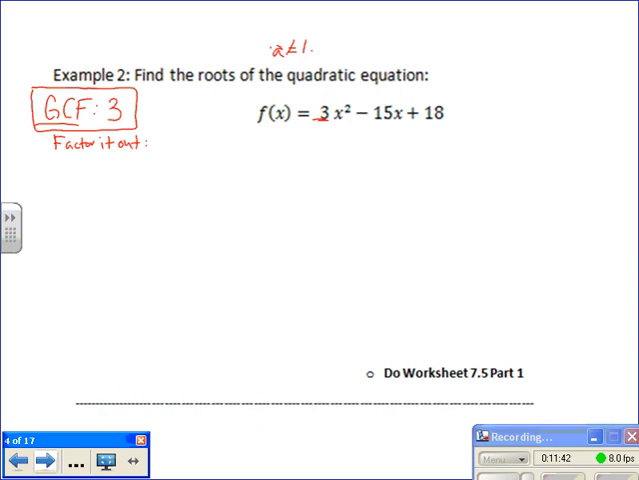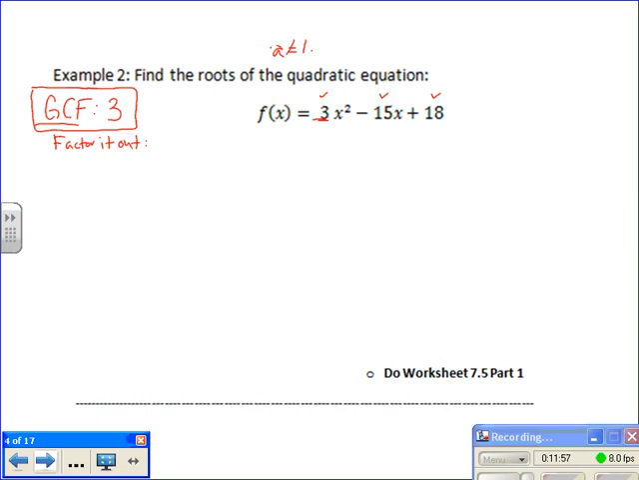And if you were wanting to check quickly in your head, you're simply asking yourself, does 3 go into 3? Yes. Does 3 go into 15? Yes, it does, 5 times. And does it go into 18? Yes, it does, 6 times. Okay, so we're going to go ahead and factor that out.